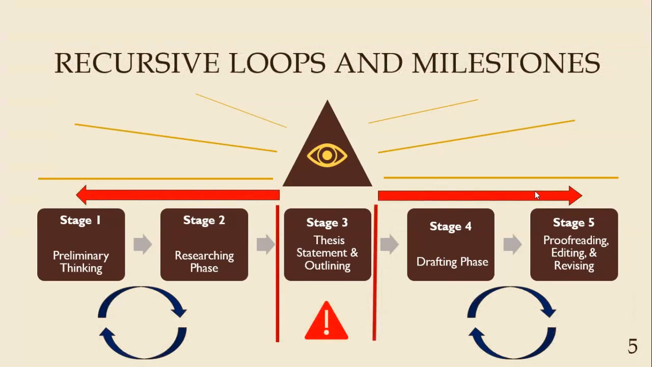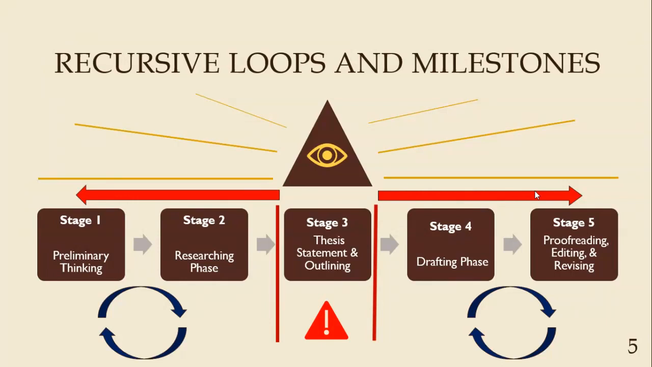Now, recursive loops and milestones. This is something I've already kind of alluded to a little bit, but something that is worth going into a little bit more depth on. So we have stage 2, there's a recursive loop there. Stages 4 and 5, there's a recursive loop. And what a recursive loop is, is that you can bounce back and forth between these stages as many times as you want without jeopardizing the final product of your essay.